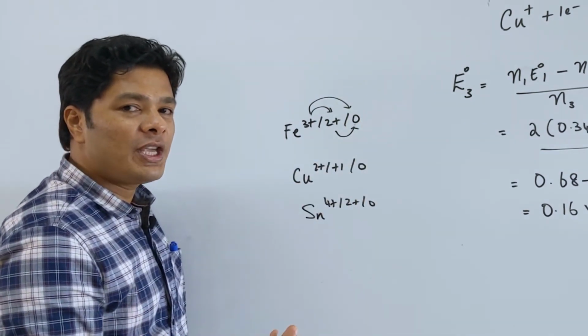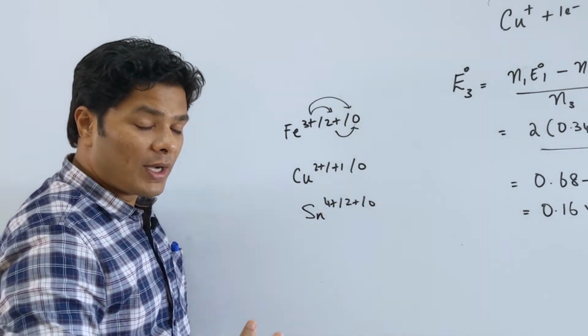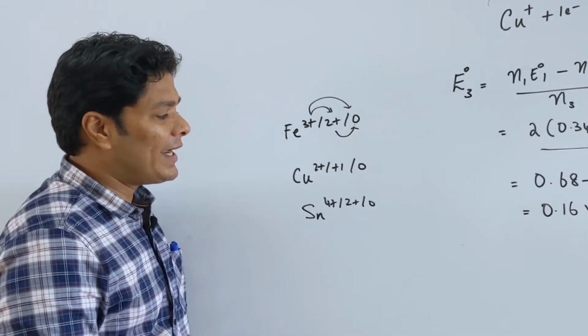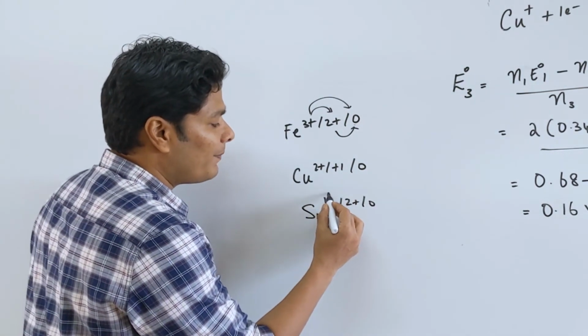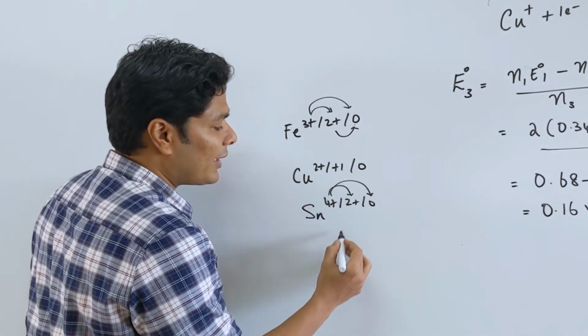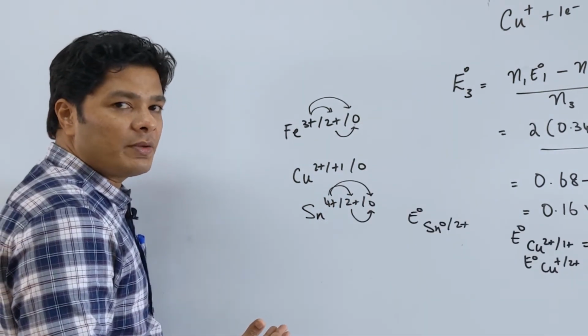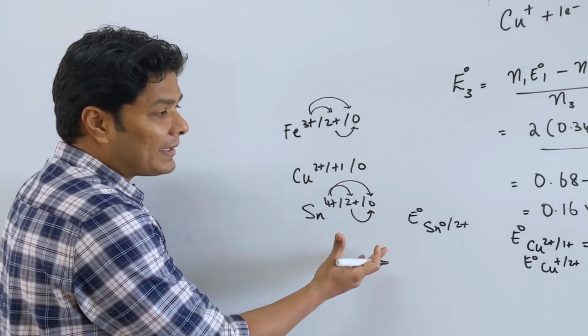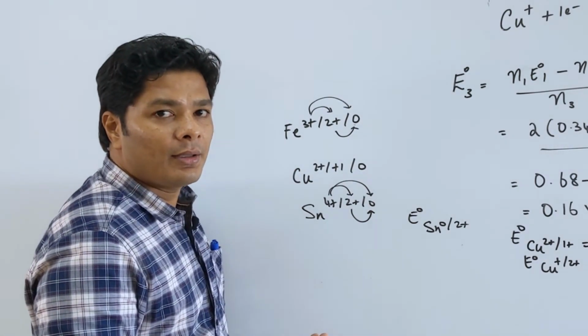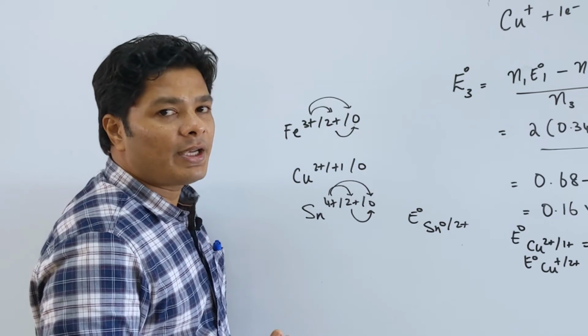Determine whichever one is your E0 1 and E0 2, and correspondingly E0 3 can be calculated. Similarly, for example, tin can go here, tin can go here, and 2+ can go. If I were you, I would be happy if I get this question because this pattern is not printed in NCERT, but it has come in NEET many times.